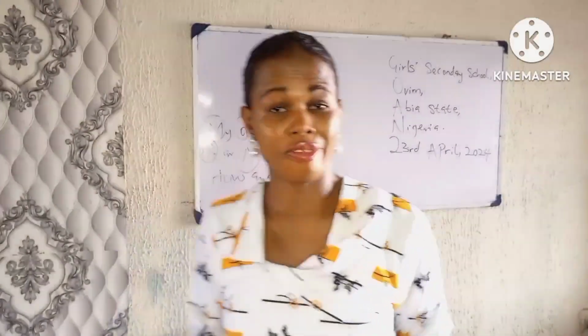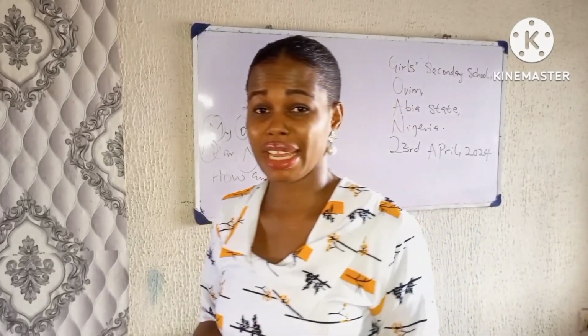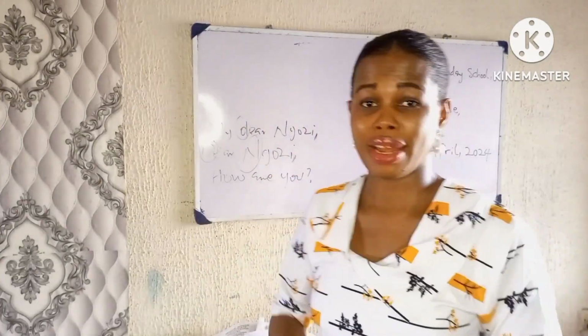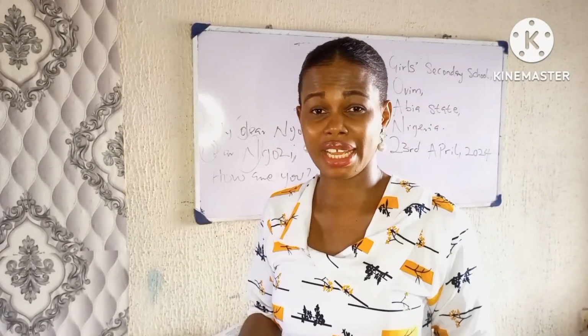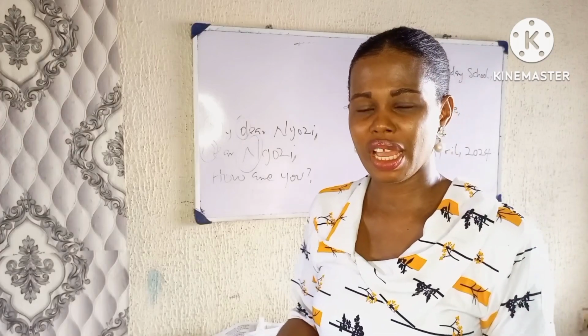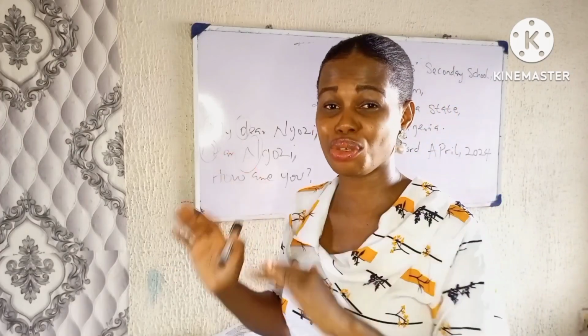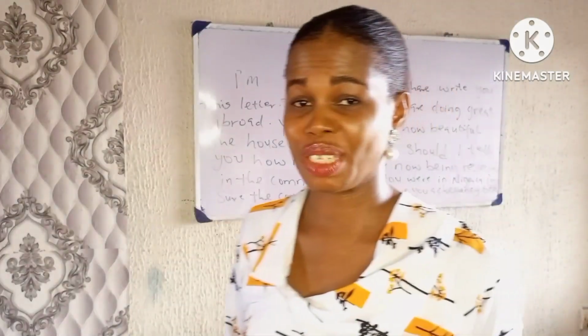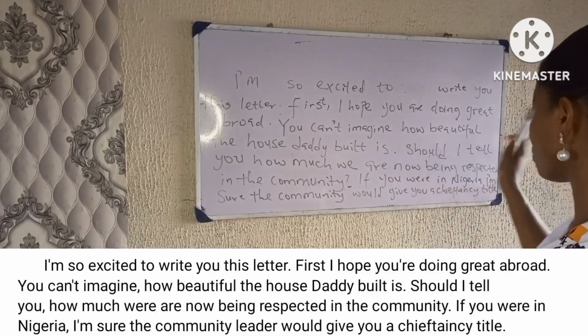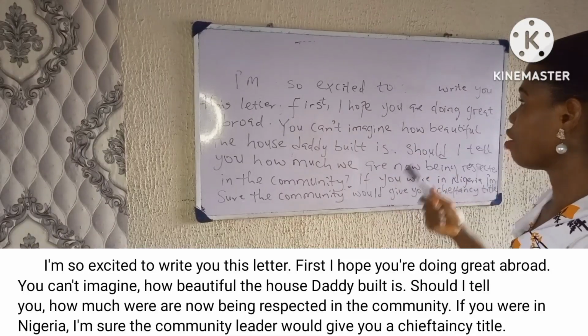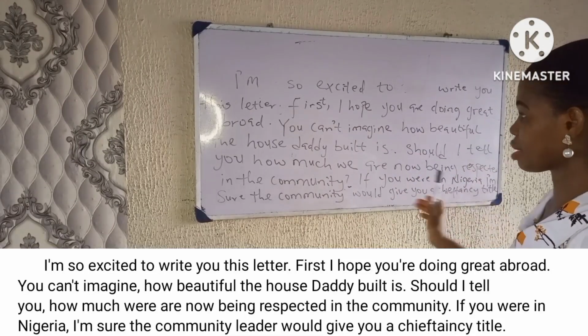Instead of starting your letter with something like, "How are you, I hope you're fine, how is family," you can start your letter this way: "I'm so excited to share this news with you." Now let's see this example. "I'm so excited to write you this letter. First, I hope you are doing great abroad.